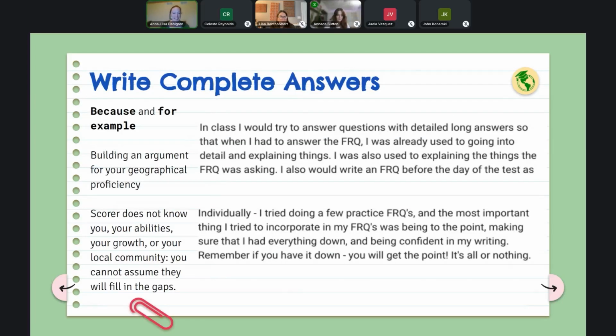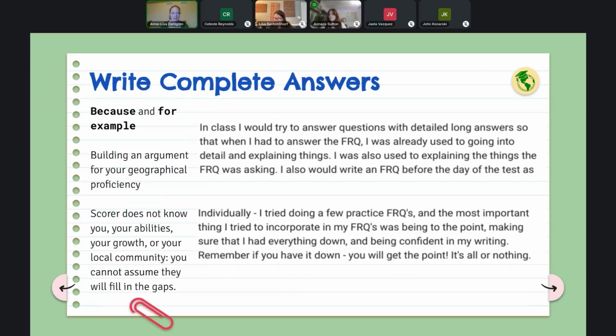Write complete answers. I think sometimes with my 9th graders, it's a challenge to get them to fully explain their ideas completely in a way which will earn them the point on the AP test. I encourage my students to use because and for example when they see a describe, an explain, and a compare question so that they fully have supported their answer to the best way that they can.